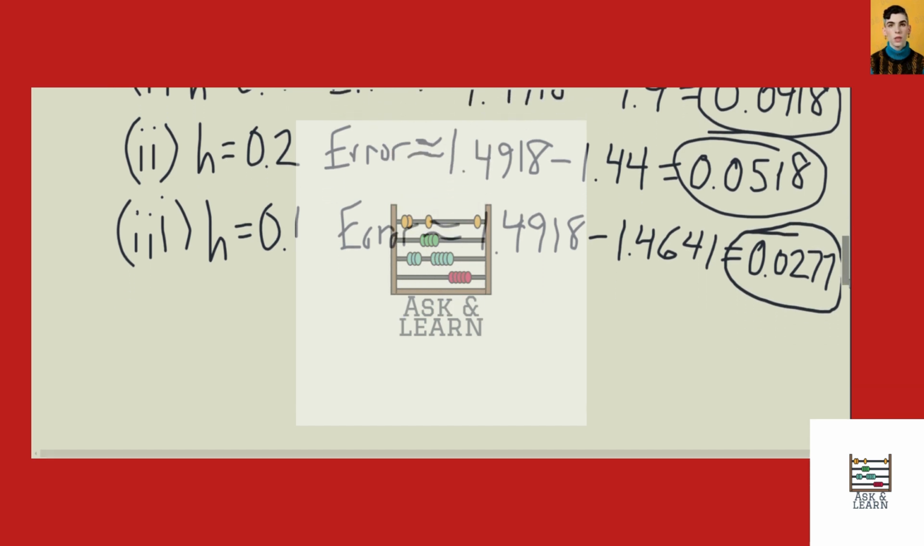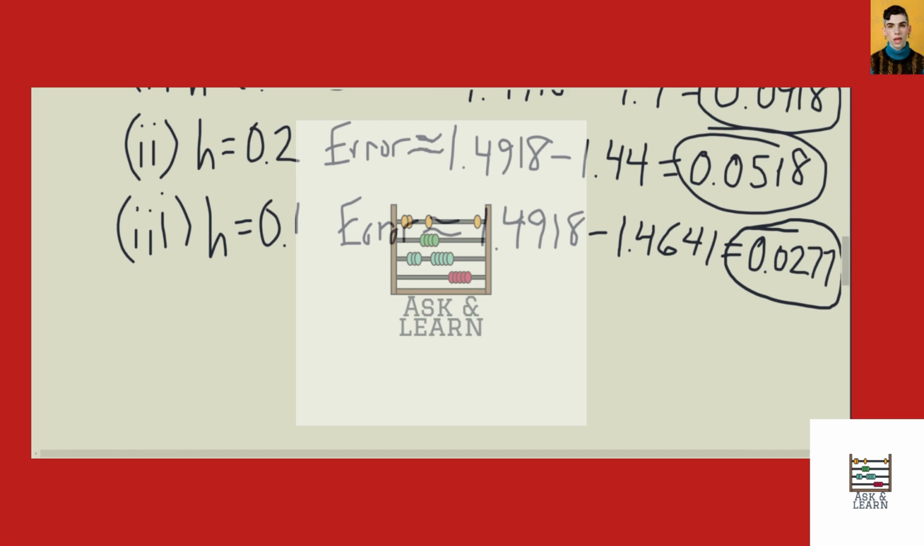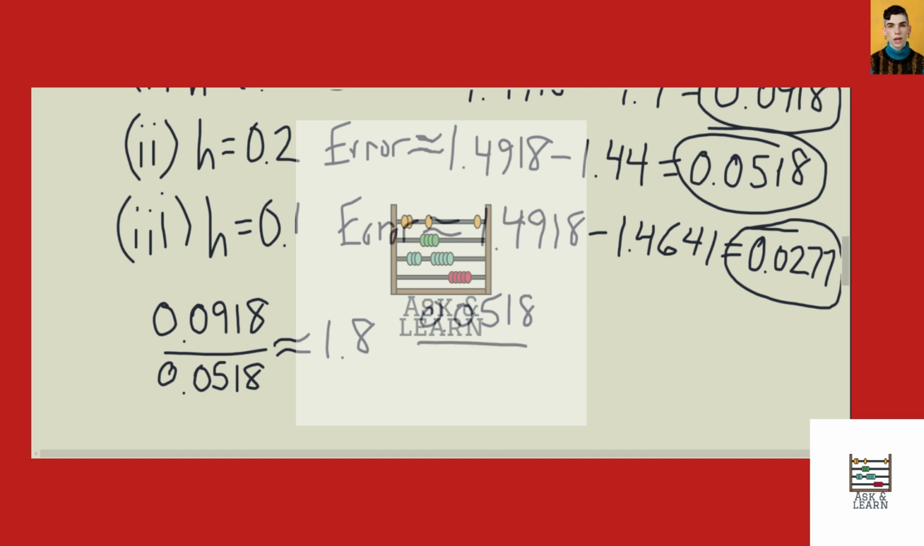And we see that if we take the ratio of these errors, so 0.0918 over 0.0518, this is approximately equal to 1.8, and 0.0518 over 0.0277 is approximately equal to 1.9.